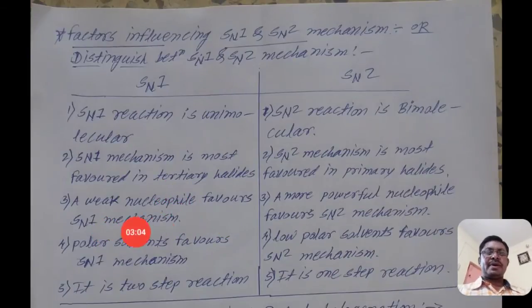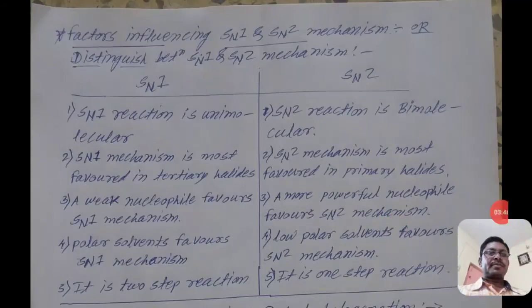A weak nucleophile favors the SN1 mechanism. We have already discussed that the SN1 reaction is a two-step reaction. In the first step there is the breaking of the bond between the halogen and the carbon, and a carbonium ion is formed. That means the nucleophile does not react fast with the tertiary halides. A more powerful nucleophile favors the SN2 mechanism.